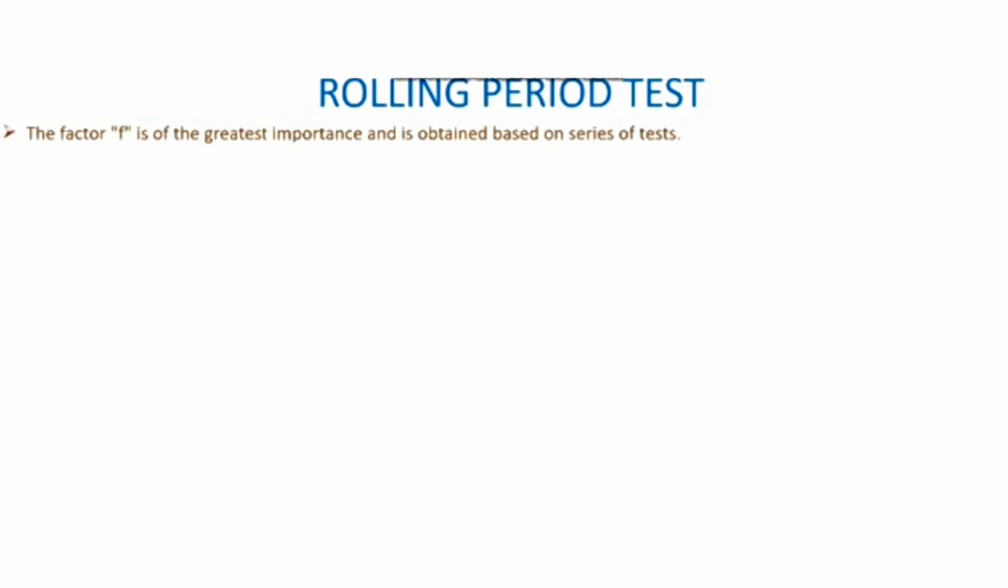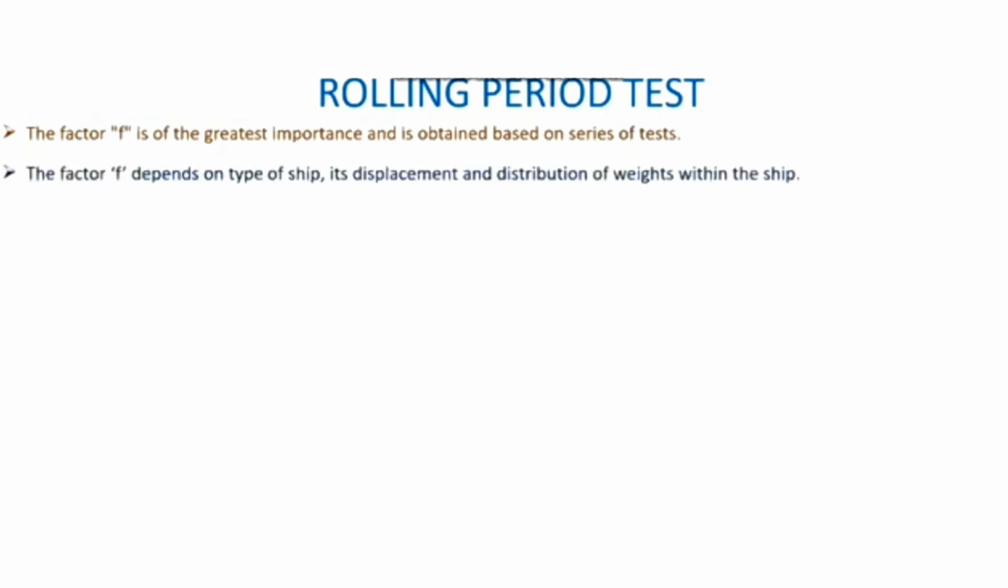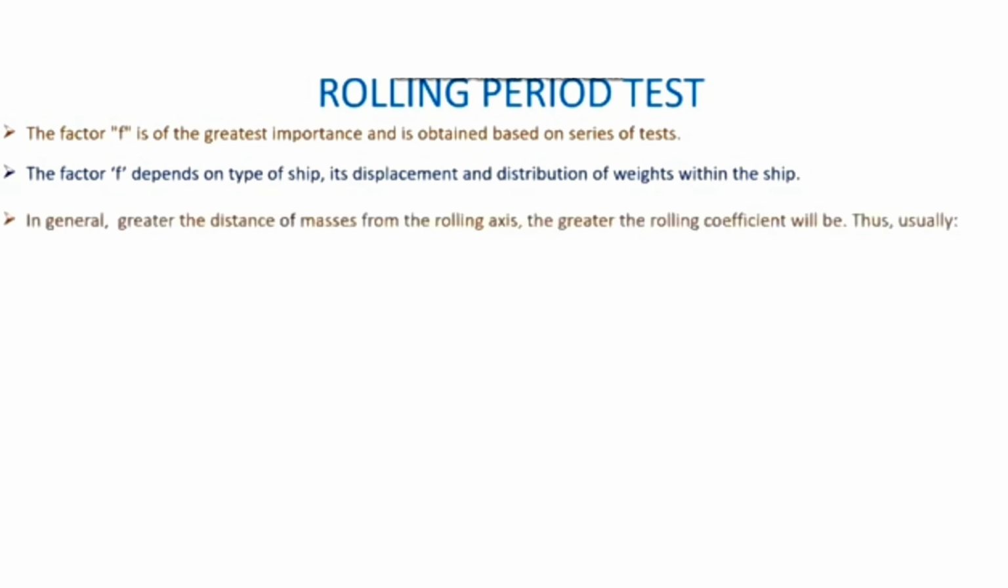FB upon TR whole square is obtained based on a series of tests. So where is F going to come from for the ship? It will come from tests. F depends on the type of ship. It depends on displacement and on the distribution of the weights within the ship. So for the same ship, same displacement, with the change of distribution of weights, the F value will change. In general, the greater the distance of mass from the rolling axis, obviously, the greater will be the coefficient.